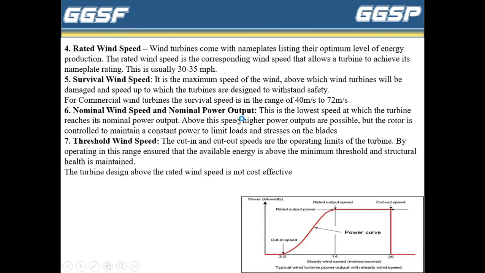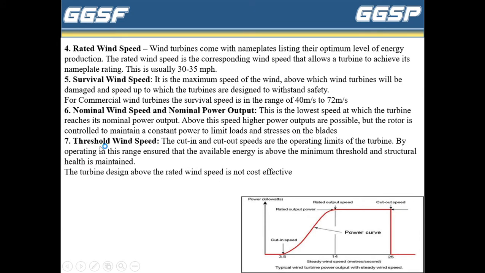The nominal wind speed and nominal power output. What is the nominal wind speed? This is the lowest speed at which the turbine reaches its nominal power output. Above this speed, higher power output is possible, but the rotor is controlled to maintain a constant power limit, limiting loads and strain on the blades.